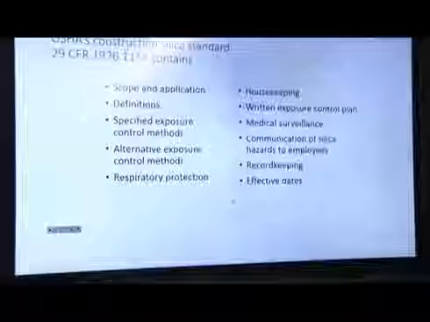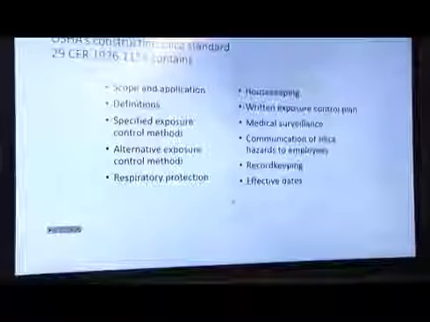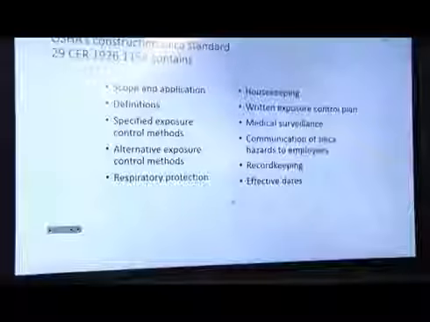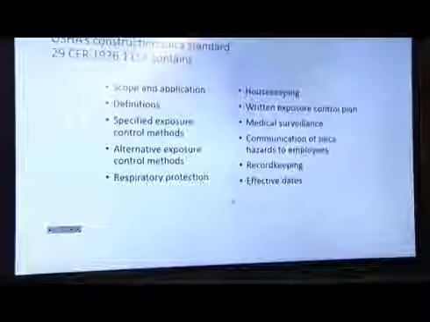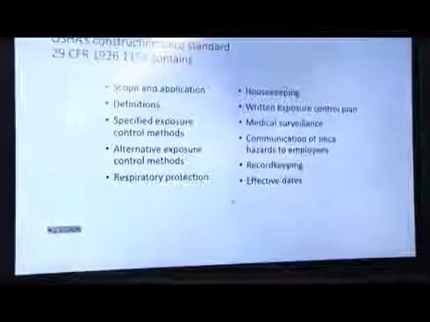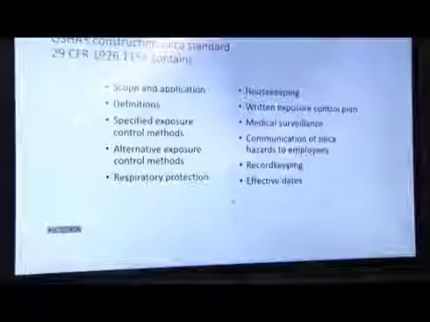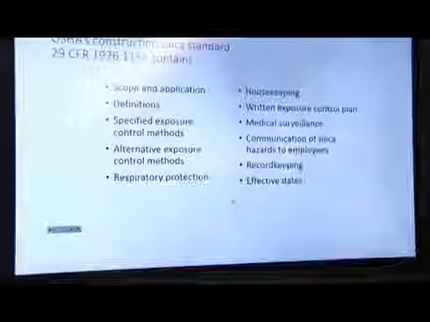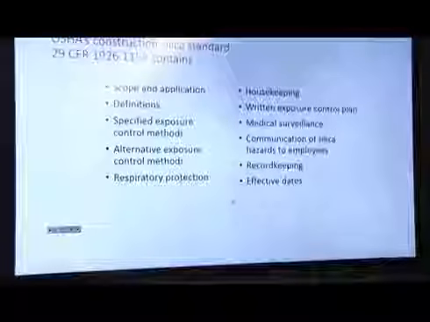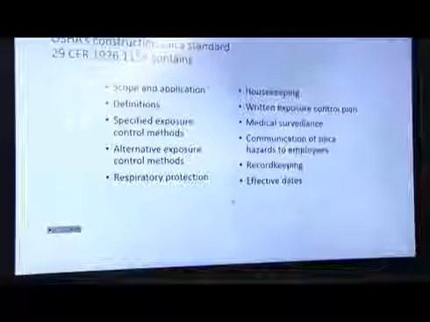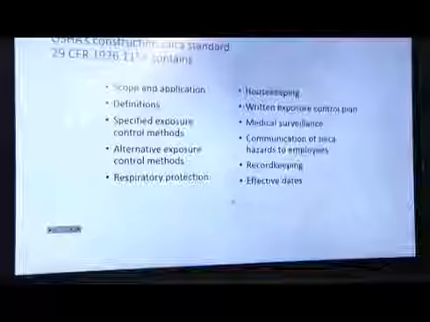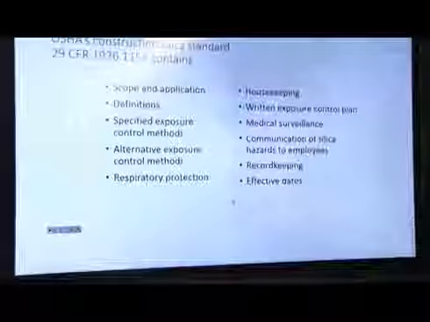The new OSHA construction silica standard is 29 CFR 1926.1153. That I know does not mean much to anybody, but we're going to go over the scope and the definitions, as well as what we need to do to keep you, Huston Electric employees, safe, as well as the other people on the job site safe, and what we're going to do to keep in compliance.